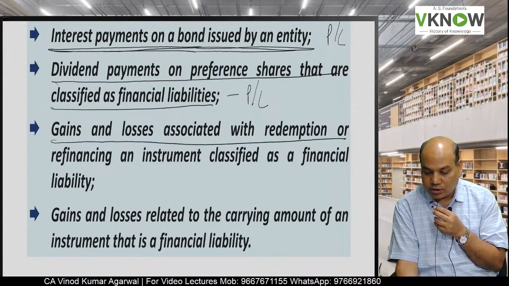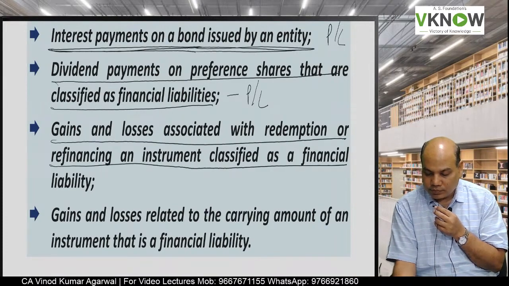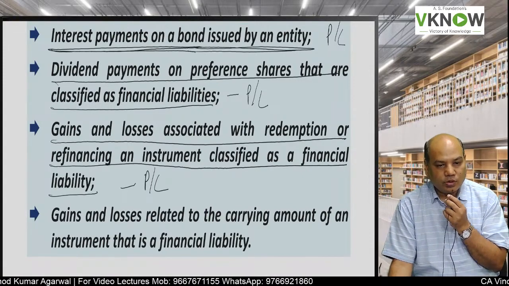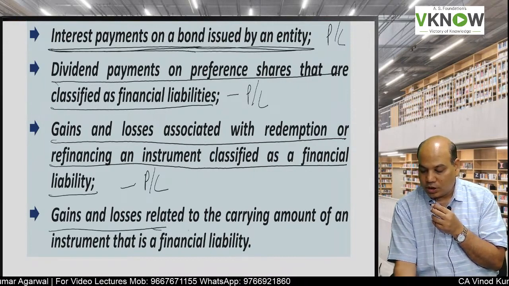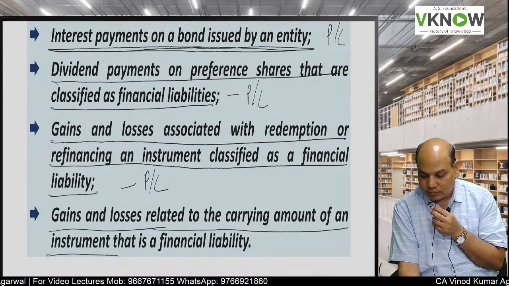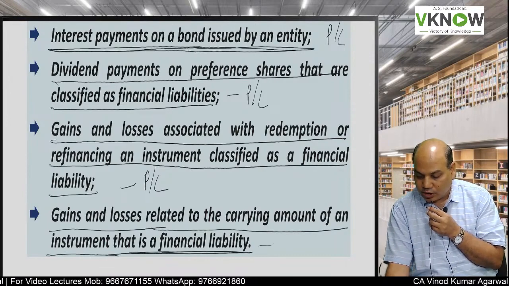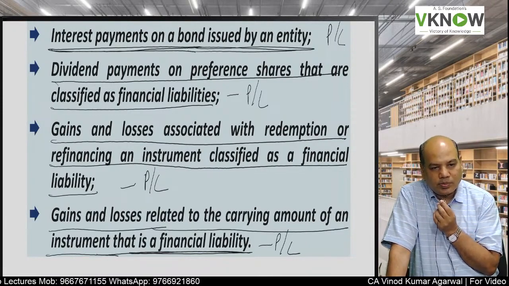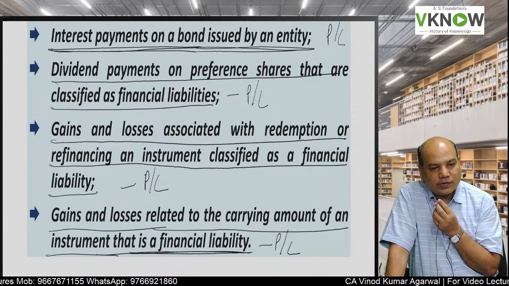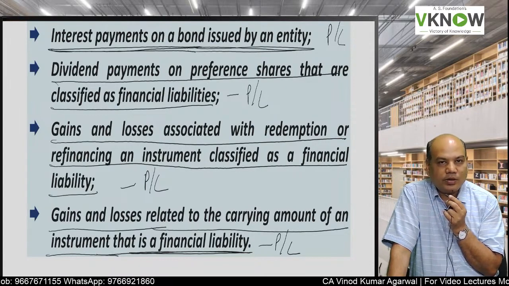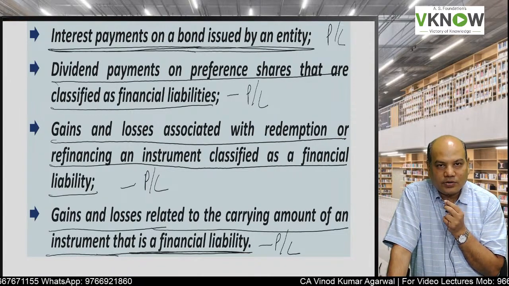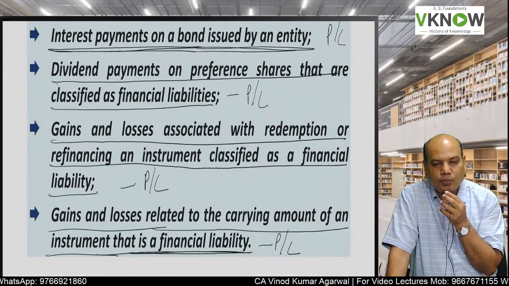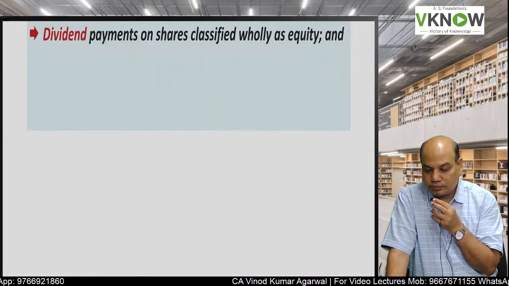Gains and losses on redemption or refinancing of an instrument classified as a financial liability will go to the P&L account. Gain and loss relating to the carrying amount of an instrument which is a financial liability will be transferred to profit and loss account. So the summary is, if the instrument is classified as a financial liability, the corresponding interest, dividend, gain and loss will be transferred to profit and loss account.